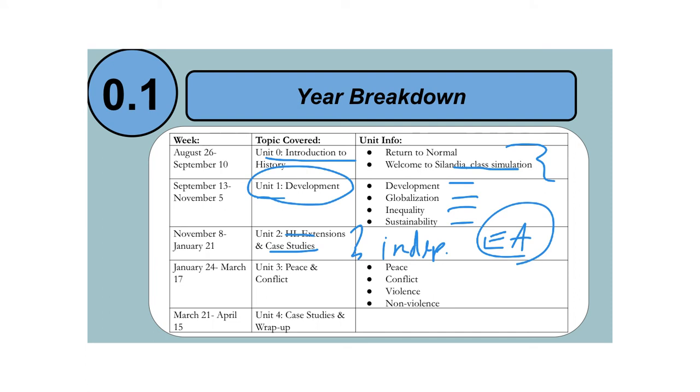In terms of second semester, we will pick up with peace and conflict, and that is where we will talk about actual peace and conflict and then the difference between violence and nonviolence. And then there will be a last unit there for case studies and wrap up. So we will do some case studies about peace and conflict for the last half of the semester before we break for our review unit and then move into IB exams, followed by graduation.